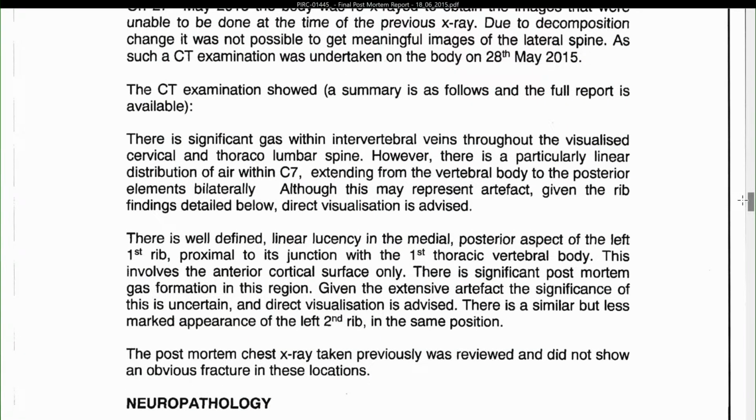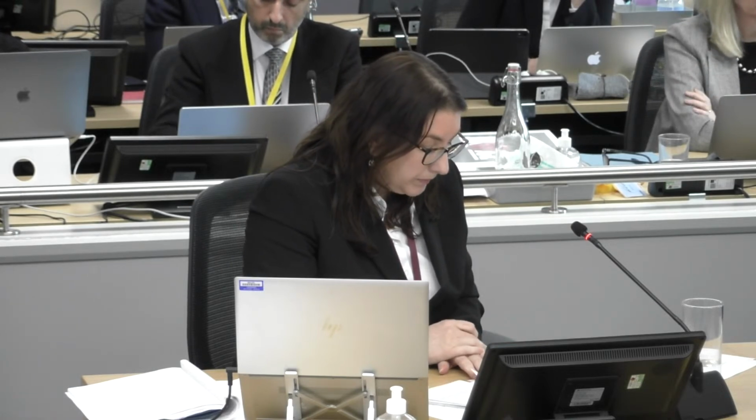Yes. And where it said there is a similar but less marked appearance of the second left rib in the same position, what did that mean? So she saw something in both the first rib and the second rib, and I have then advised that direct visualization should be used. So I have then gone back to look at both of those areas to see what I can see grossly, and I couldn't see anything of worry in the second rib. Thank you. And then we come on to neuropathology.